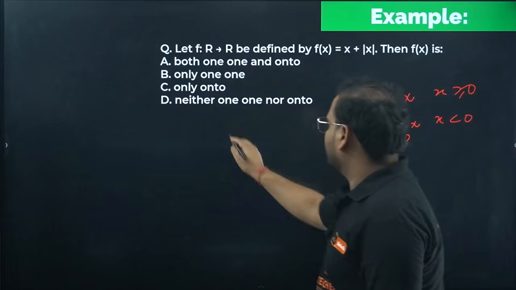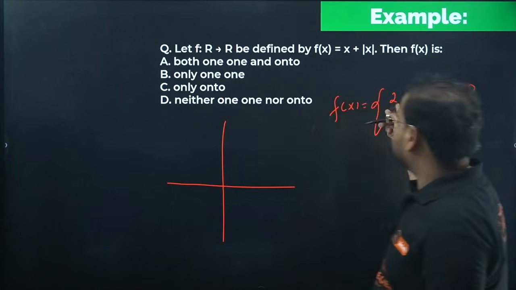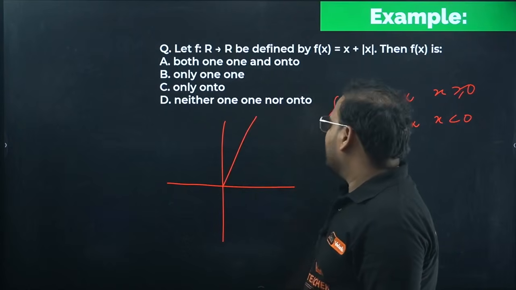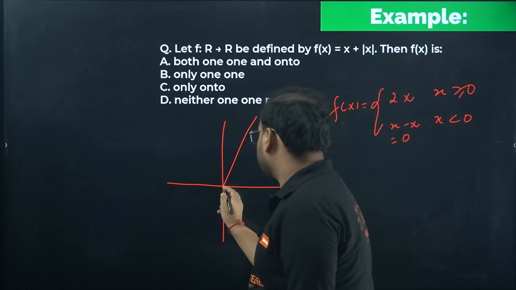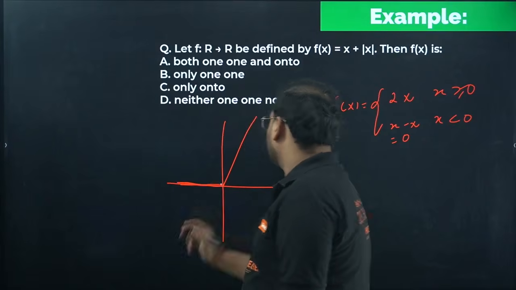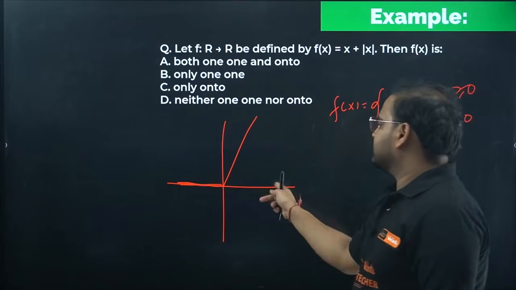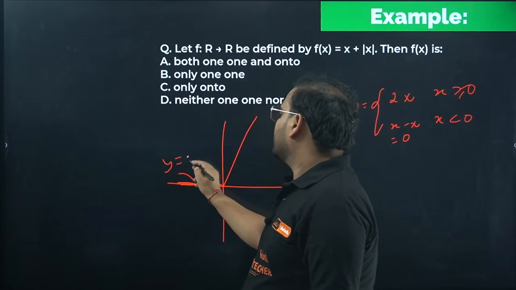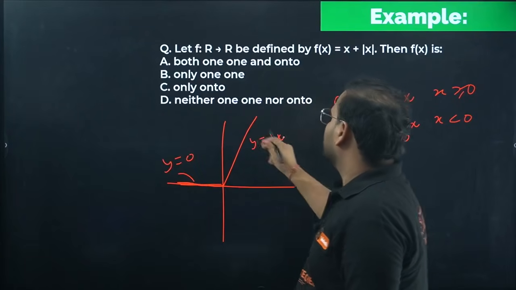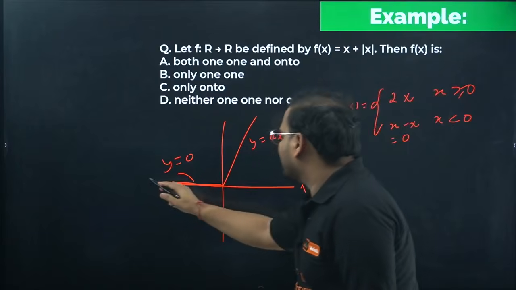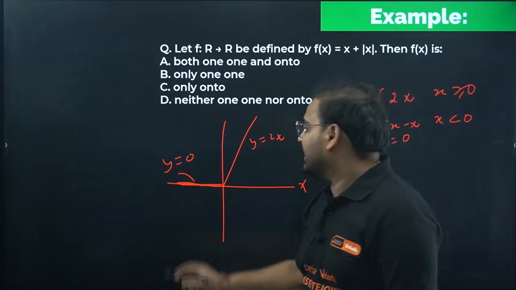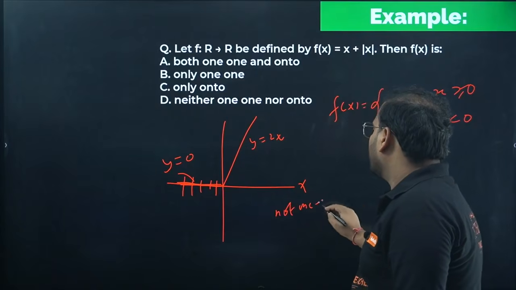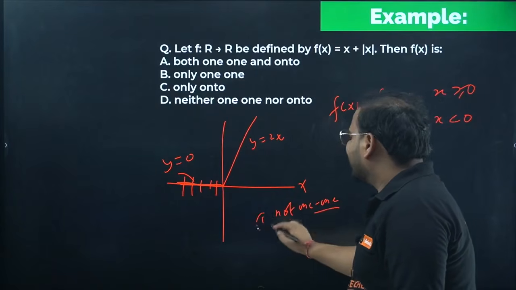If you draw the graph of this, 2x will be something like this, and your 0 will be something like this. This is the 0 graph, right? y equal to 0 is the x-axis. This represents y equal to 0. This represents y equal to 2x. You all can see over here, if I draw a line on the x-axis, I get an infinite number of points. So not one-one. Correct?